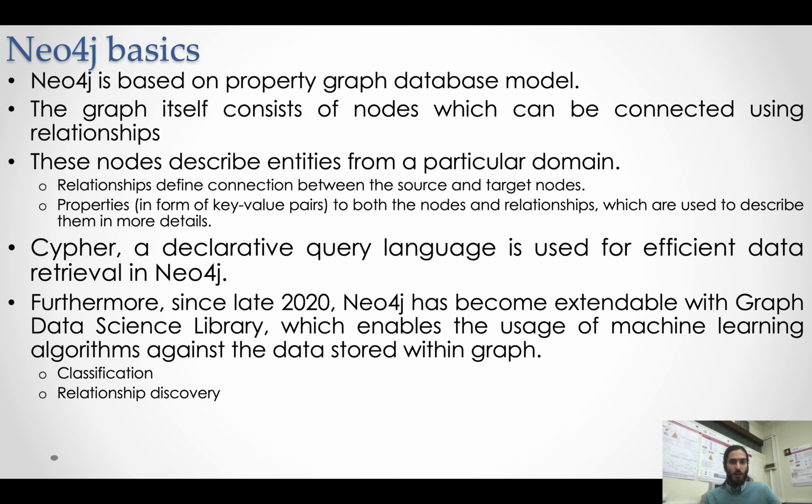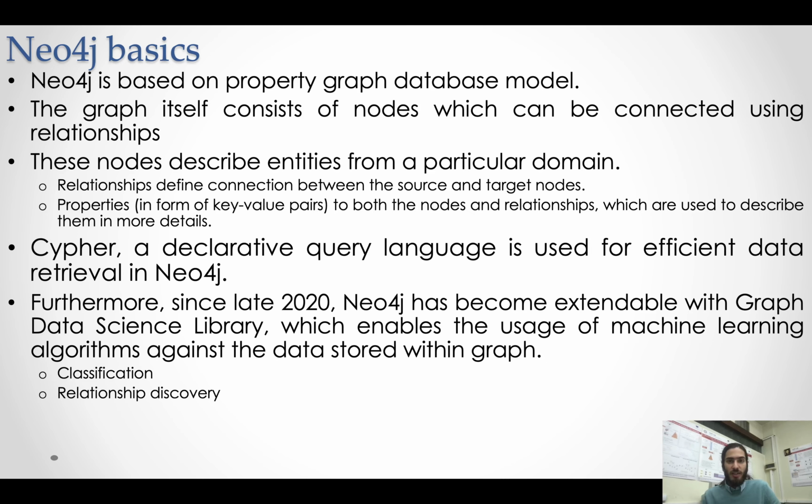Now let's see some Neo4j basics. It is a graph database model which has three main concepts. The first one is node. It corresponds to some particular domain entity. If we have a particular domain like tourism, it can be a tourist, a hotel, a reservation.